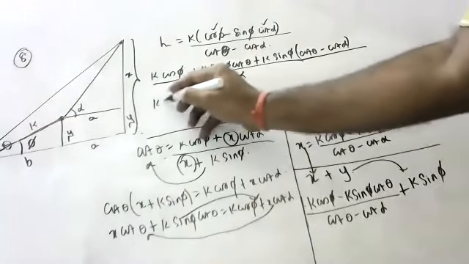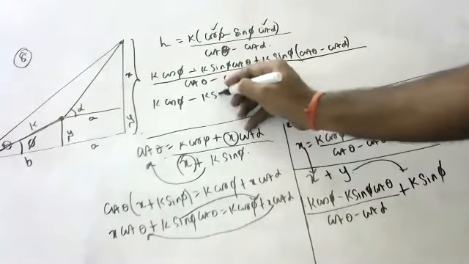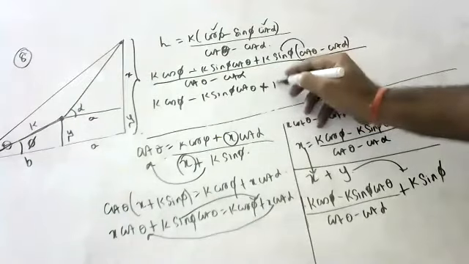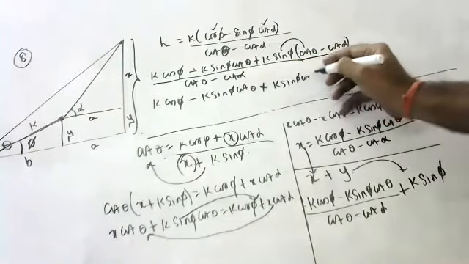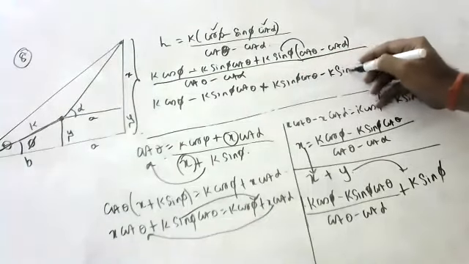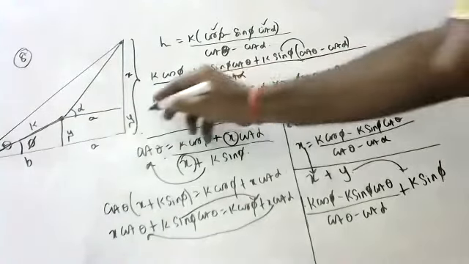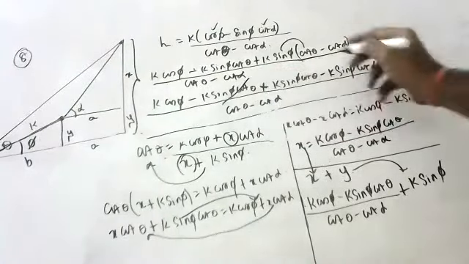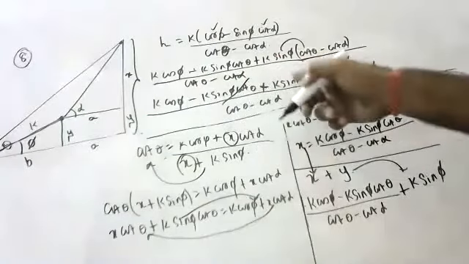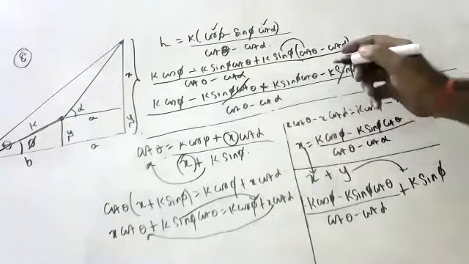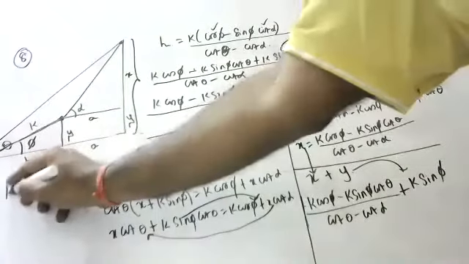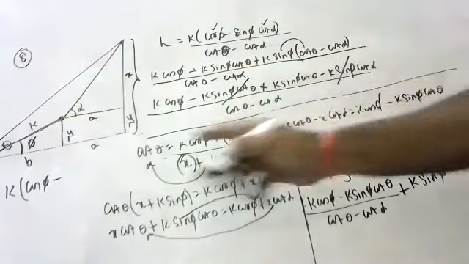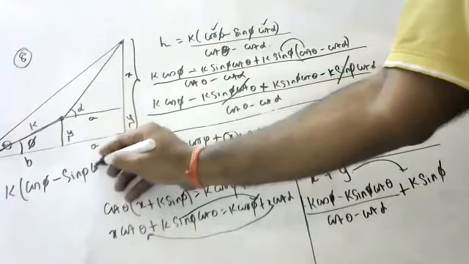Open the brackets. K cos phi minus K sin phi cot theta plus K sin phi into cot theta minus K sin phi into cot alpha. Right? Cot theta minus cot alpha cancel. So, in this and in this, what is common, children? K is common. If K is common, take K common. H is equal to K cos phi minus sin phi into cot alpha by cot theta minus cot alpha.